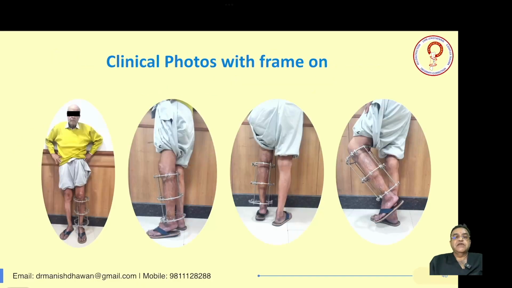Now the patient was standing with the frame, you can see his knee movements. The ring is abutting his posterior thigh in flexion. That is all that is required. He should be able to touch the proximal ring to his lower thigh.